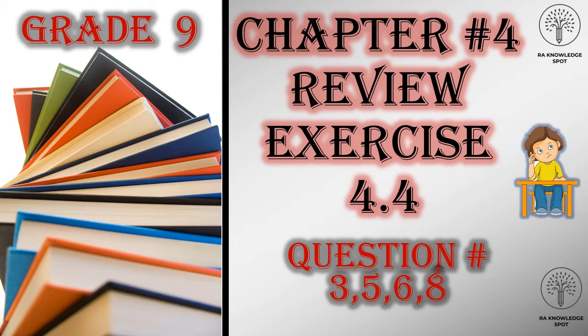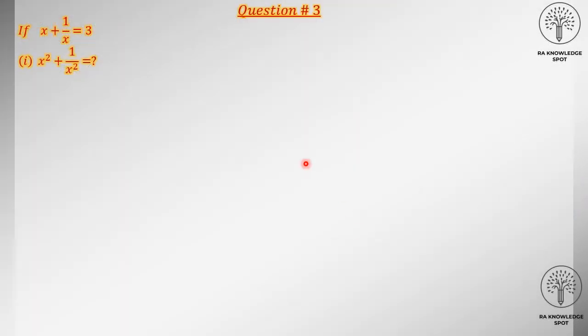Today we are going to start the review exercise of this chapter, chapter number 4, algebraic manipulation. In this exercise we are going to do questions number 3, 4, 5, 6 and 8. This is question number 3, and I haven't done the MCQs or the blanks. The question is: if x plus 1 by x is equal to 3, then we have to find x square plus 1 by x square.